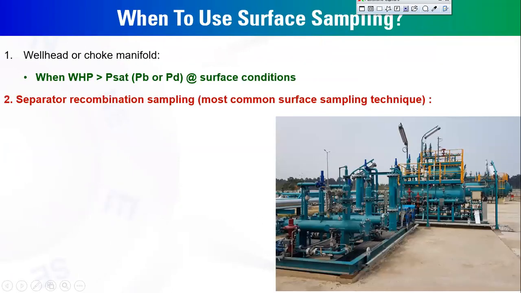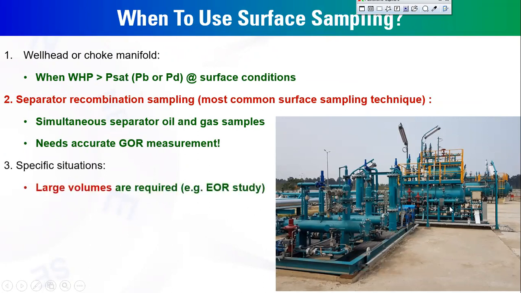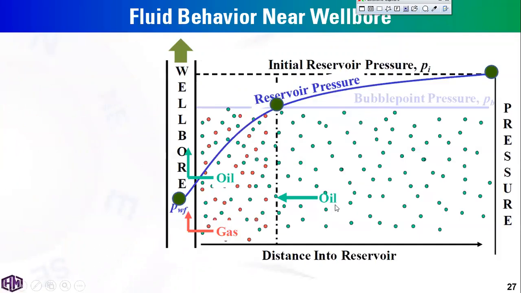For surface sampling, we may collect samples from the separator if the wellhead pressure is above the saturation pressure, and if you need to collect samples based on accurate gas oil ratio measurements. Also, surface samples are important if you need large volumes of samples for specific studies like EOR studies, and also if we have a high water cut, so a surface sample may be sufficient in these applications.